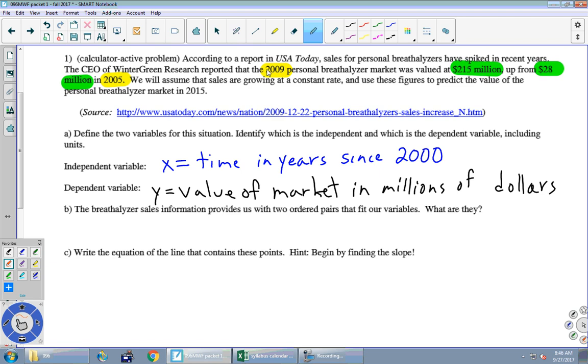Okay, so we've got our variables clearly defined. We've got stuff highlighted in green and yellow. We just have to translate those things into ordered pairs. First one is 2009 and 215 million. What am I putting here? 9, comma, 215. Both friendly numbers. Take a moment, write down the other ordered pair.